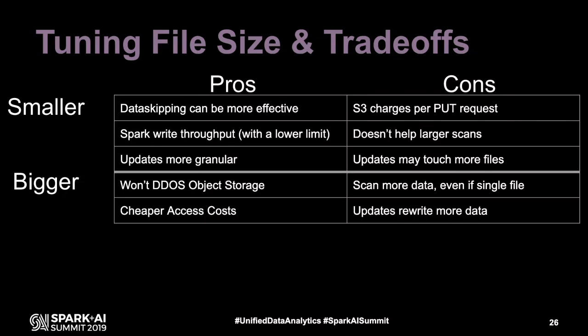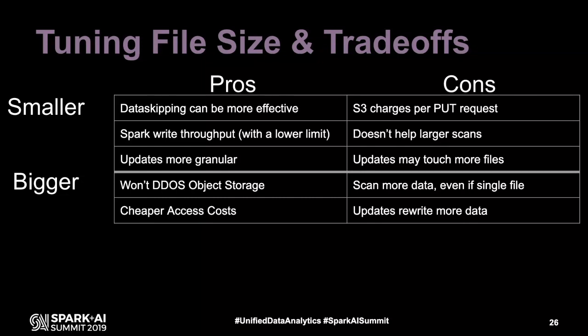So when you go to tune your actual file size, there's a few considerations to take into account. Smaller files and bigger files both have pros and cons, and you essentially want to look at your use case and tune for that, right? When you're doing data skipping, if you have smaller files, you can obviously skip more of them potentially. But on the inverse, if you're not able to skip more of them, you will end up making more file open calls, and that can add overhead.